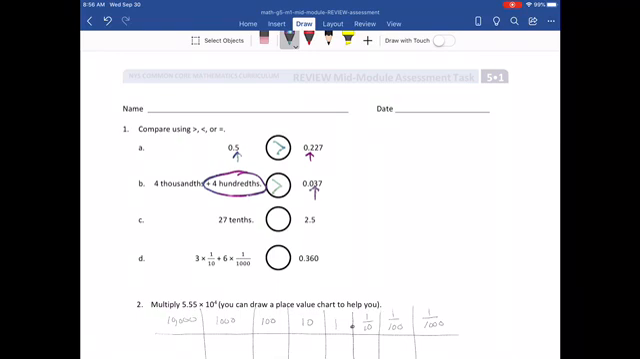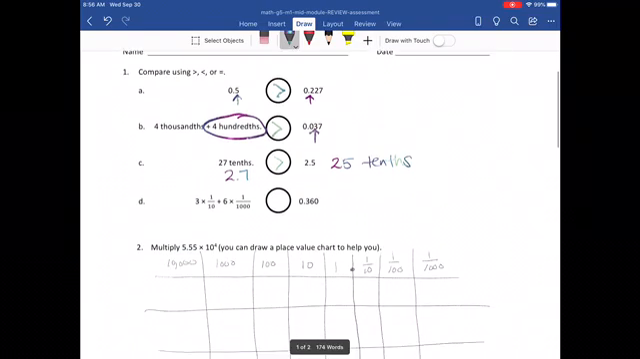Letter C, 27 tenths and 2.5. Well, remember 2 ones and 5 tenths is the same as 25 tenths. And we know 27 tenths are more than 25 tenths, so 27 tenths is bigger. You could also have said, well, for C, 27 tenths is the same as 2.7. And we know that 7 tenths is bigger than 5 tenths.